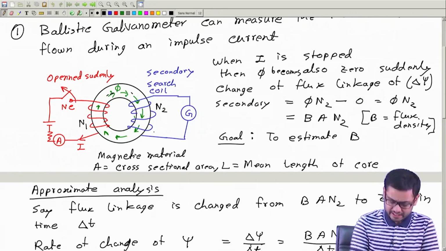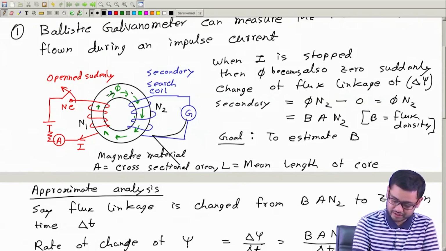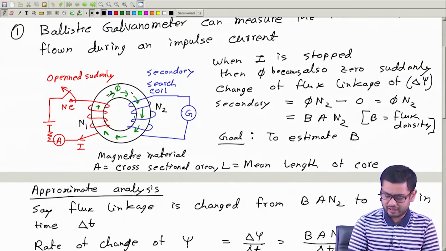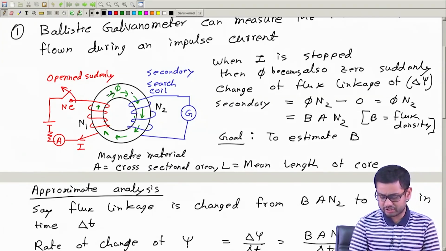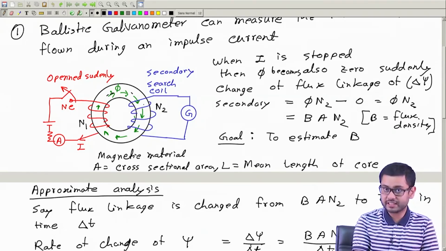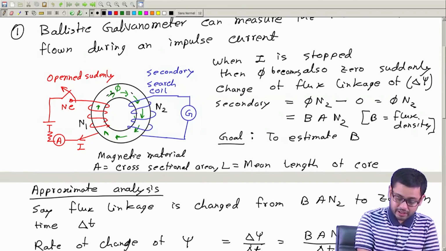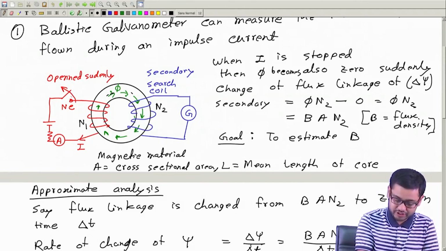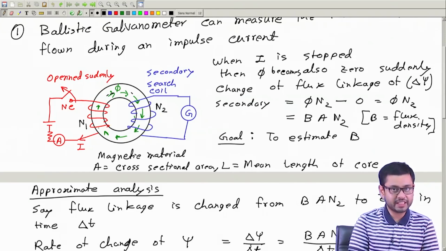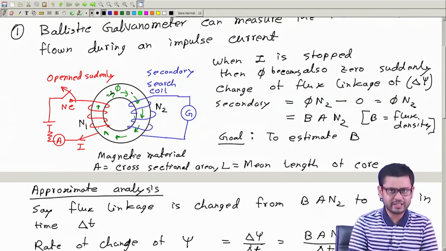Secondly, is this current that is flowing DC, so that we can neglect the inductance? It is not necessarily DC, because the EMF generated is not necessarily DC, since the rate of change of this current, or of this flux, is not necessarily constant. So, this derivation is an approximate one.